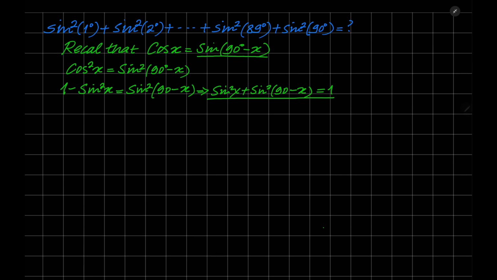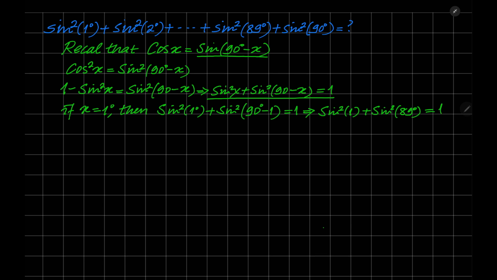If x is equal to 1 degree, then sine square 1 degree plus sine square 90 minus 1 degree is equal to 1, which implies that sine square 1 degree plus sine square 89 degree is equal to 1.